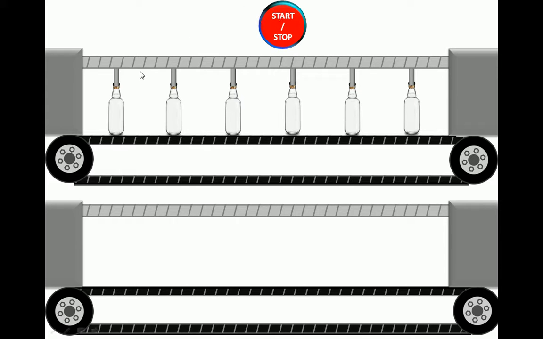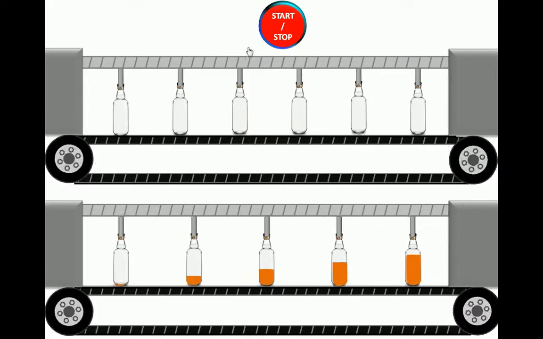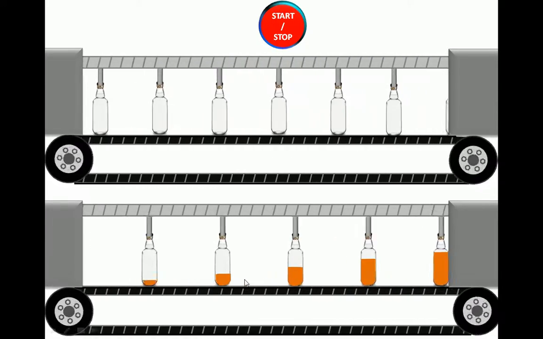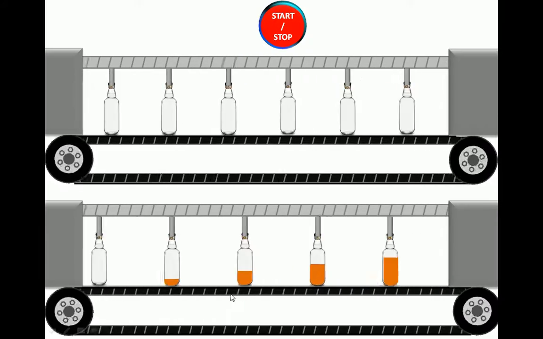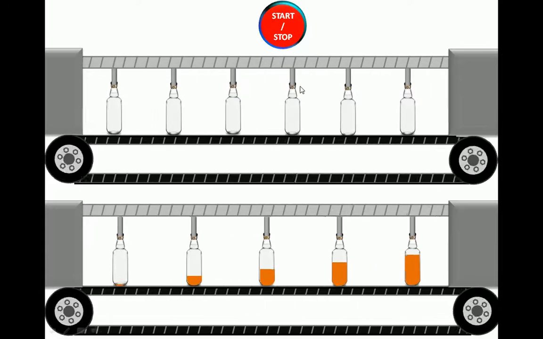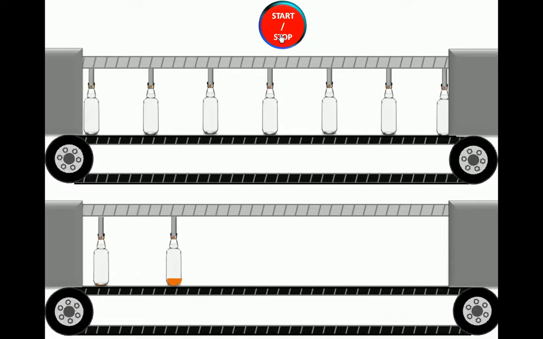So when I click on this button, the process gets started. This conveyor belt is moving towards right, this one moving towards left, sorry, right. This is left, right, sorry. Then these bottles are getting filled up. If I click on this button again, the process will get stopped, and if I click on it again, it will start from the beginning.